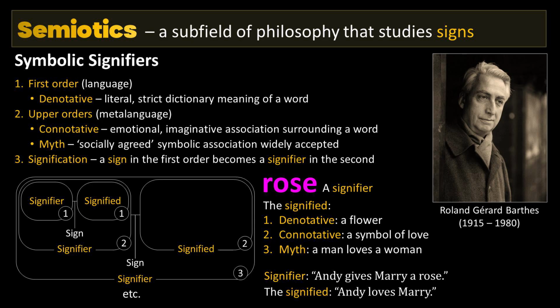Roland Barthes expanded our understanding of signs by introducing the idea of different orders of signification. At the first order, denotation, a sign has a literal, dictionary meaning. At upper orders, connotation and myth, a sign acquires emotional, imaginative, or culturally shared associations. For example, a rose literally denotes a flower, but it can connote love, and in myth, it may represent romance. Barthes also explained how a sign at the first order can become a signifier at the second, creating layers of meaning.